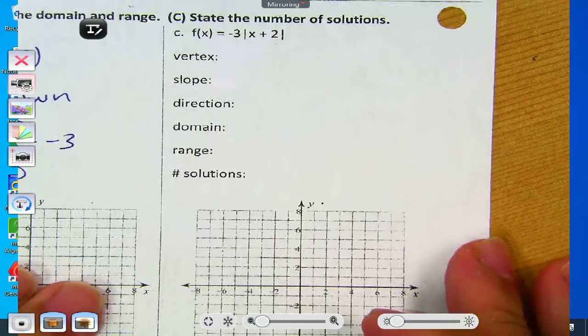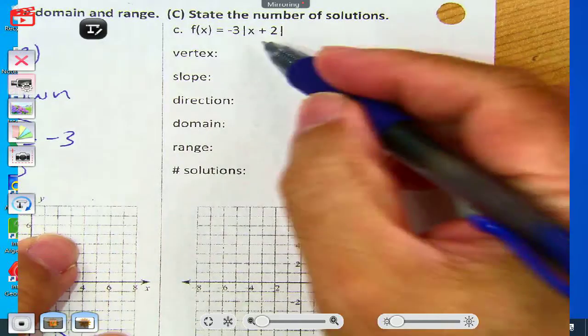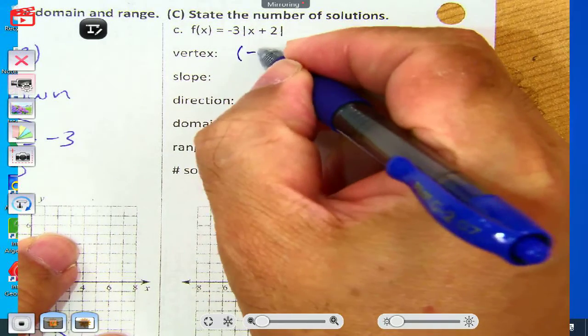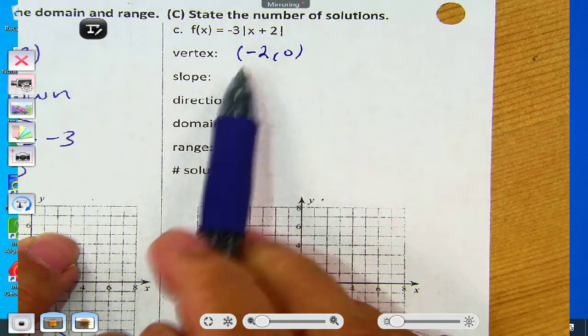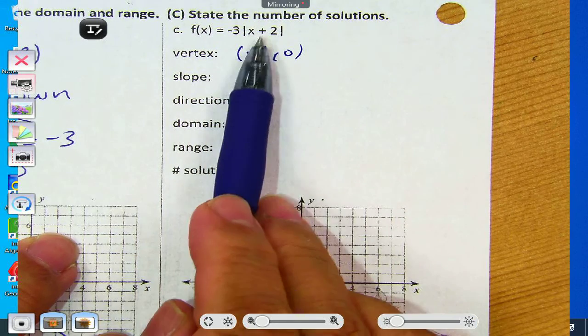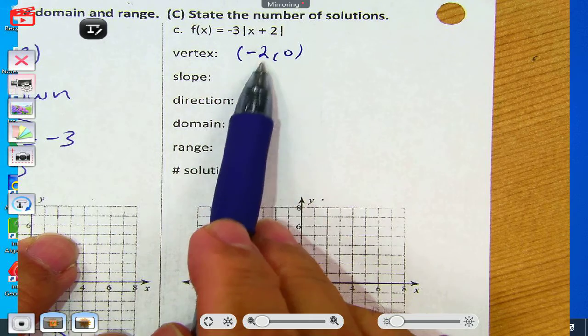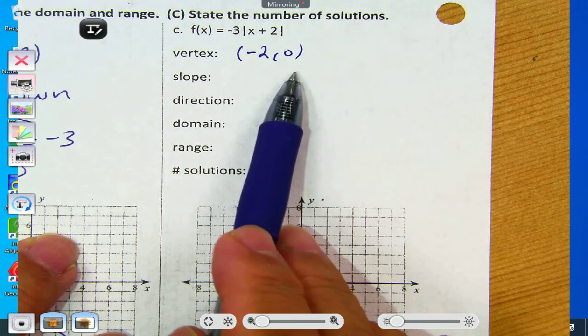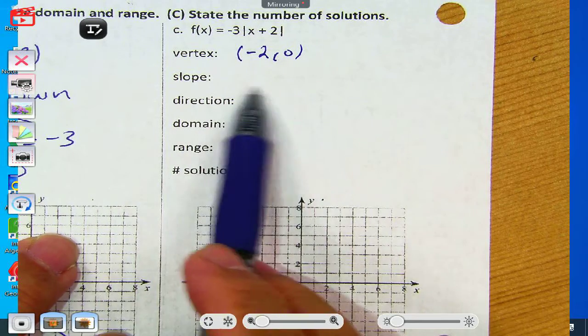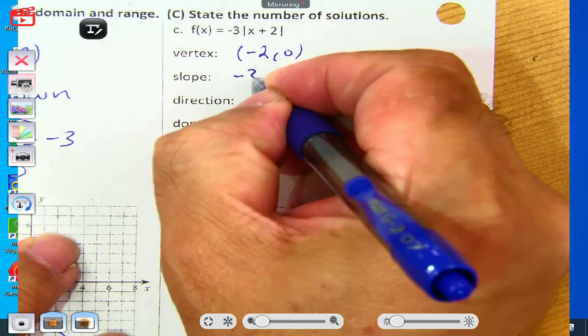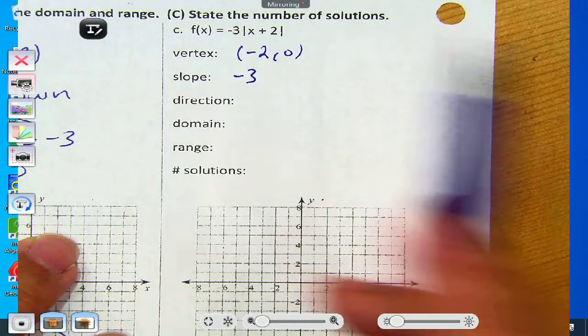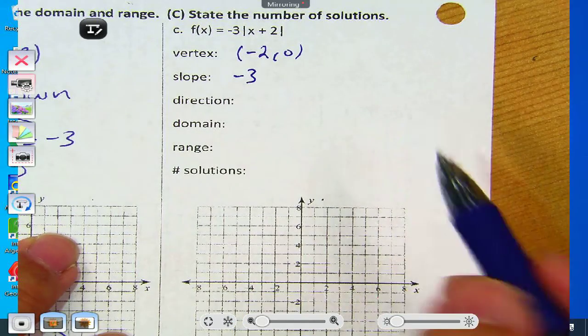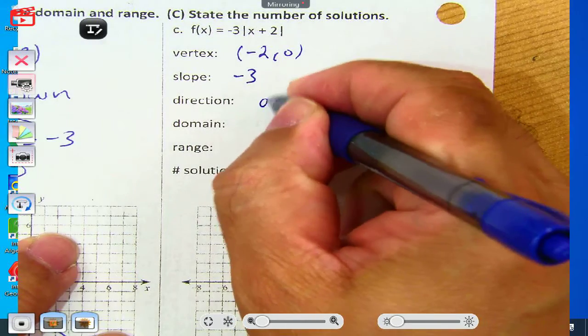All right, final example. So what is the vertex of this one? -2, 0. Remember, for the x part, you're going to take the opposite of what's inside. And what's outside, well here, there's nothing outside, so it's 0. Okay? And the slope, what's the slope of this one? -3. So that's the coefficient outside of the absolute value. And the direction it's going? Downward.